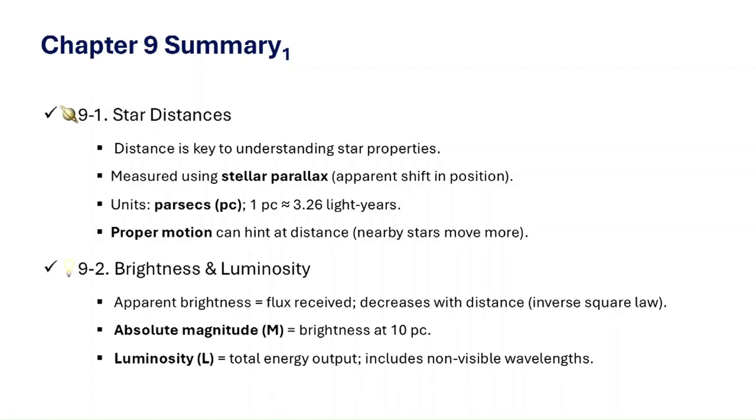So next we discussed brightness and luminosity. A star's apparent brightness is how much light we see from Earth, and it decreases with distance according to the inverse square law. And to compare stars fairly, we use absolute magnitude, which is the brightness a star would have if it were at a standard distance of 10 parsecs. And finally, luminosity is the total energy a star emits per second, including all wavelengths, not just the visible light. So this gives us a full picture of the star's energy output.